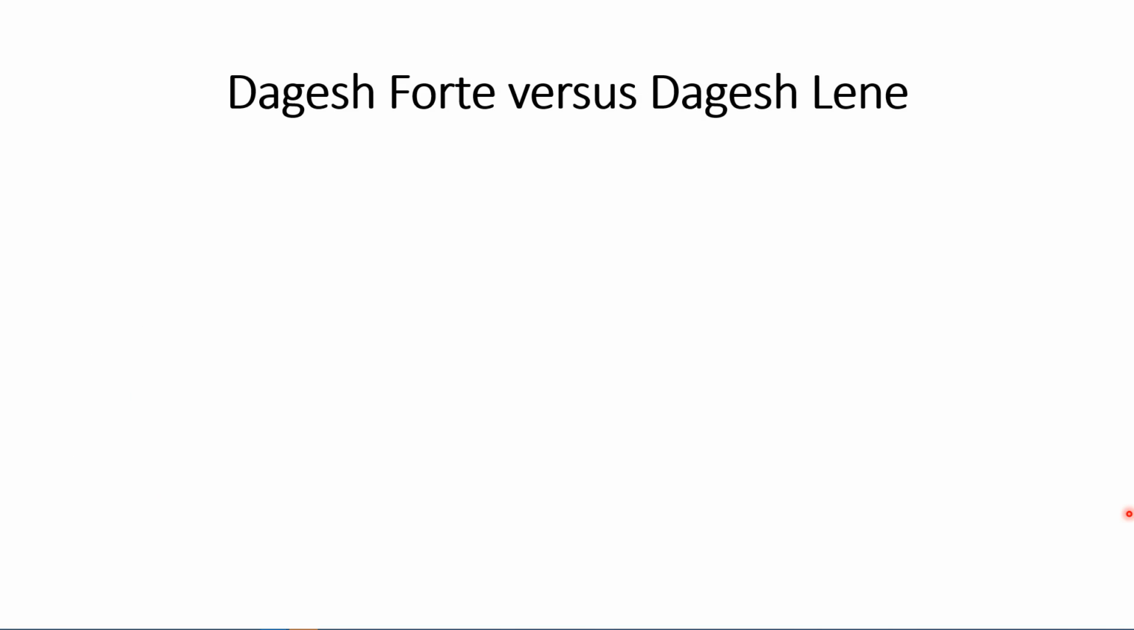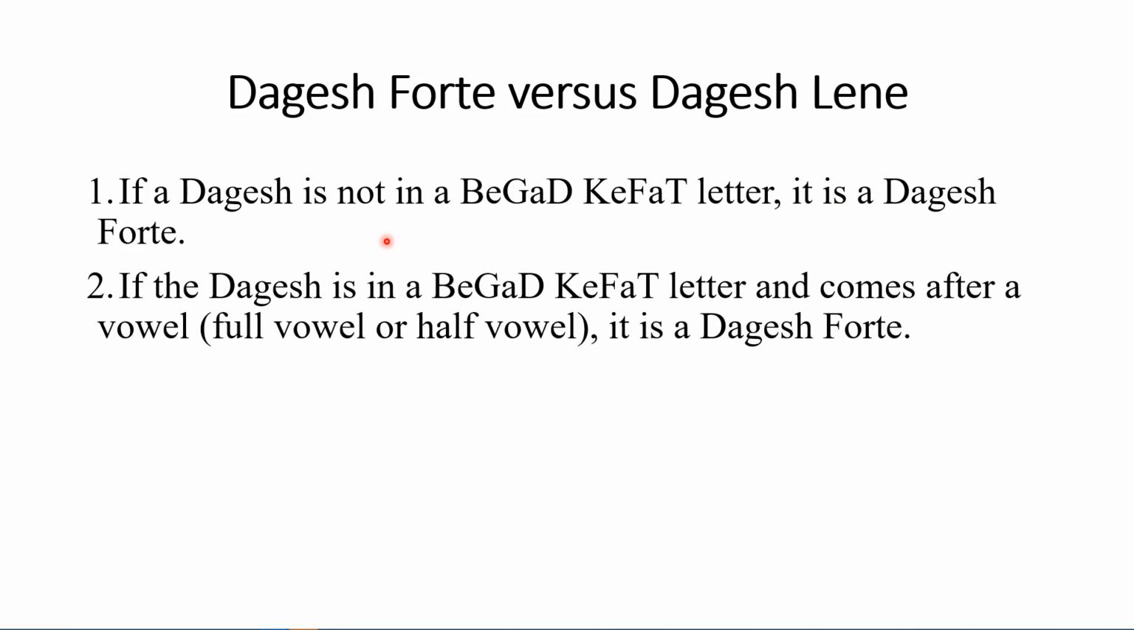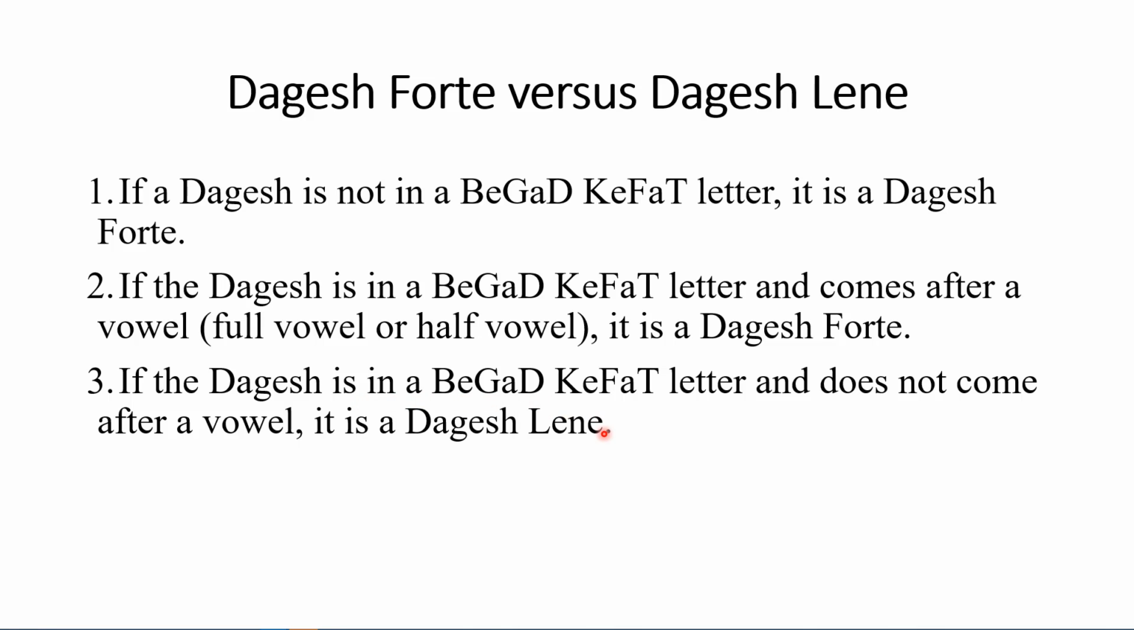So let's look at the Dagesh Forte versus the Dagesh Lene. If a Dagesh is not in a Begad Kefat letter, it is a Dagesh Forte. We already said that a Dagesh Lene can only be in a Begad Kefat letter, so logically, if it's not in a Begad Kefat letter, then it has to be a Dagesh Forte. If the Dagesh is in a Begad Kefat letter and comes after a vowel, either a full vowel or a half vowel, then it's a Dagesh Forte. And finally, if the Dagesh is in a Begad Kefat letter and does not come after a vowel, then it's a Dagesh Lene. So there is a limited set of parameters that give you a Dagesh Lene. It has to be a Begad Kefat letter and it does not come after a vowel.